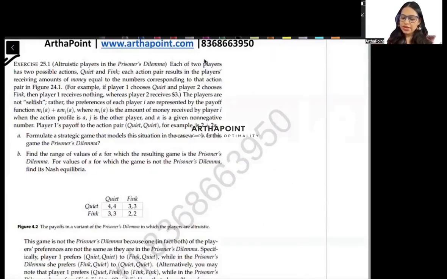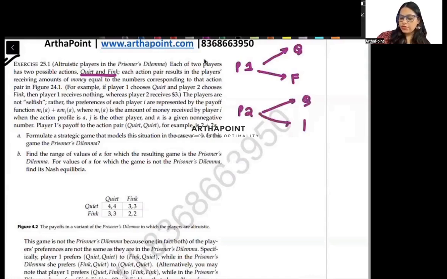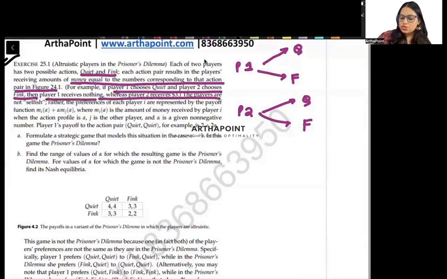Each of the two players has two possible actions, quiet and think. So player 1 can either keep quiet or think. Player 2 can either keep quiet or think. Each action pair results in the player receiving an amount of money equal to the number corresponding to the action pair in figure 24.1. If player 1 chooses quiet and player 2 chooses think, then player 1 receives nothing, whereas player 2 receives 3.